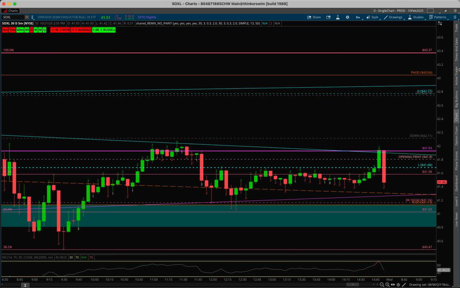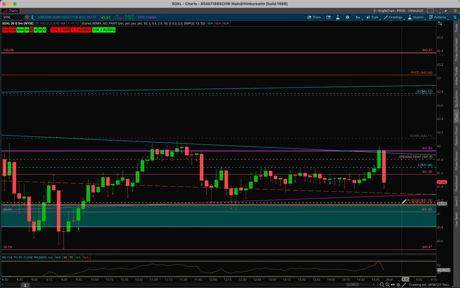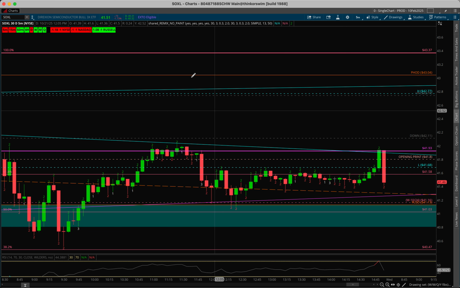So you can see that we have the main levels out here: the previous high of day, overnight high, the overnight low, and the previous low of day. We've got the gap down here in this turquoise box, basically, and then some honorable mention levels out here. We've got 43.37 up here. That's the 100% fib extension of the bull flag that was created from the April low to July highs. And then also, once price opens for today, we have the opening print here at 41.80.